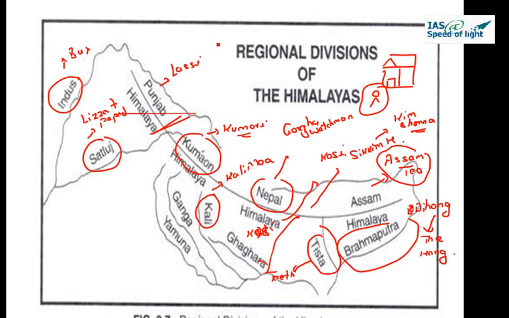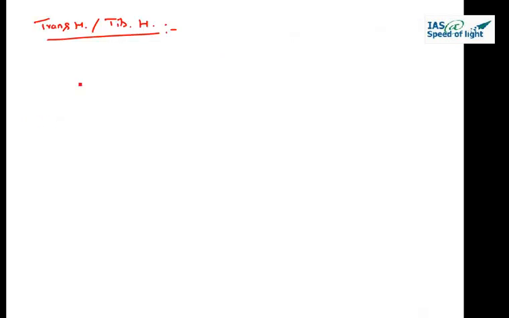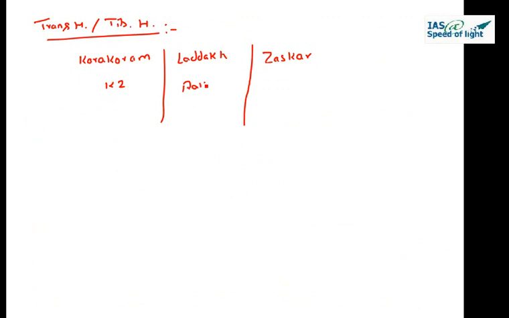So we are talking about the Trans-Himalayas. Three very important ranges: Karakoram, Ladakh, and Zanskar. Karakoram, the famous peak is K2. Ladakh, it is Rakaposhi. And Zanskar, it is the Nanga Parbat.